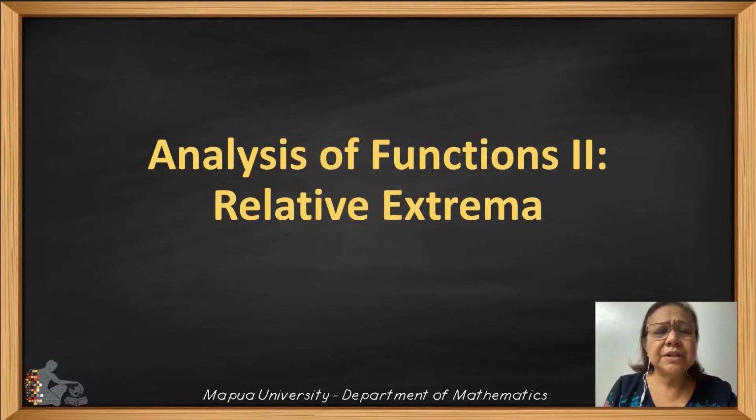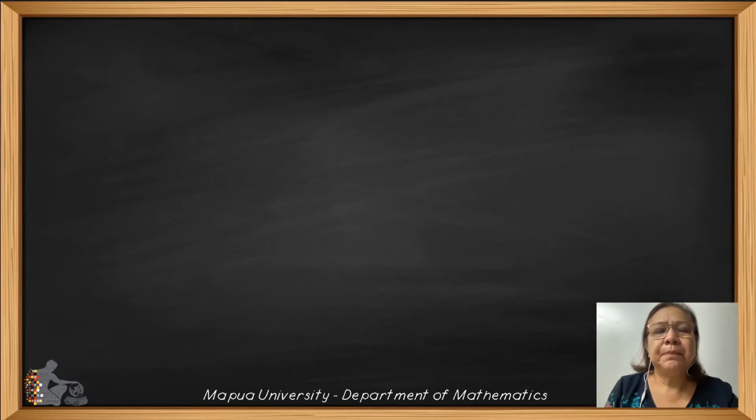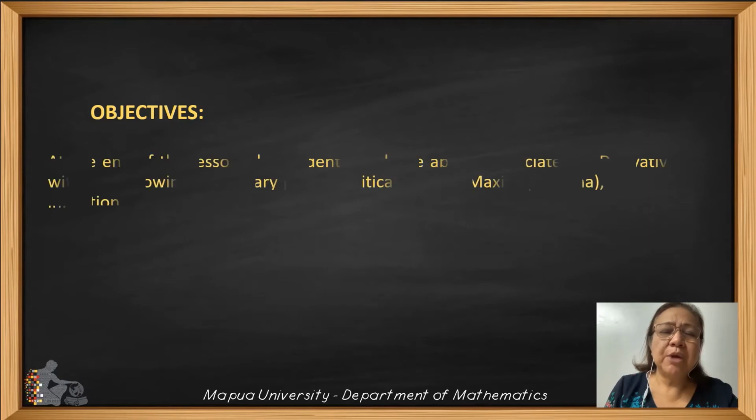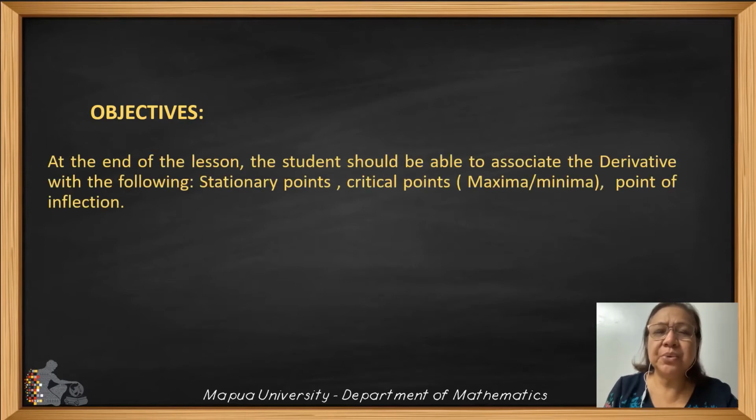Okay, this lesson is about locating relative extrema. At the end of this lesson, you should be able to associate the derivative in locating what we call stationary points, critical points, or points of inflection.